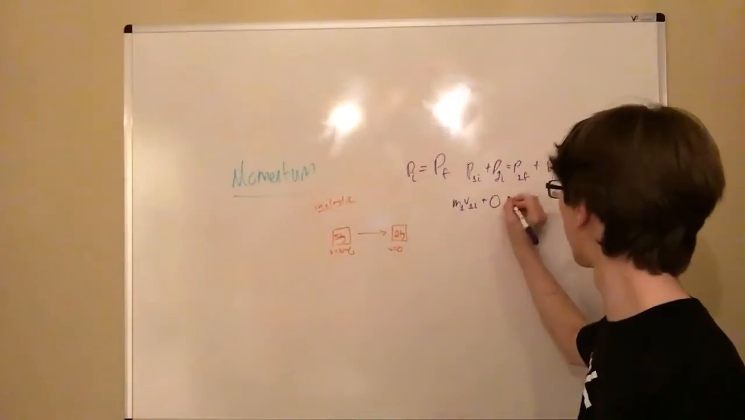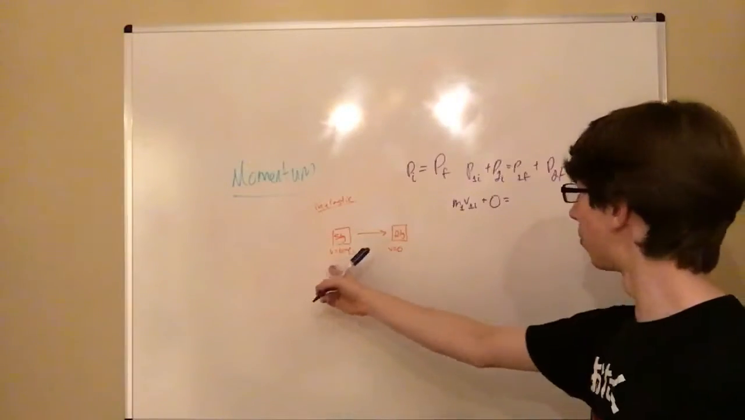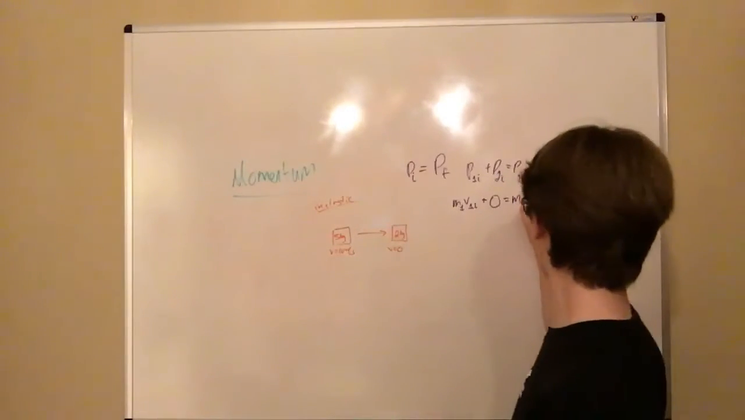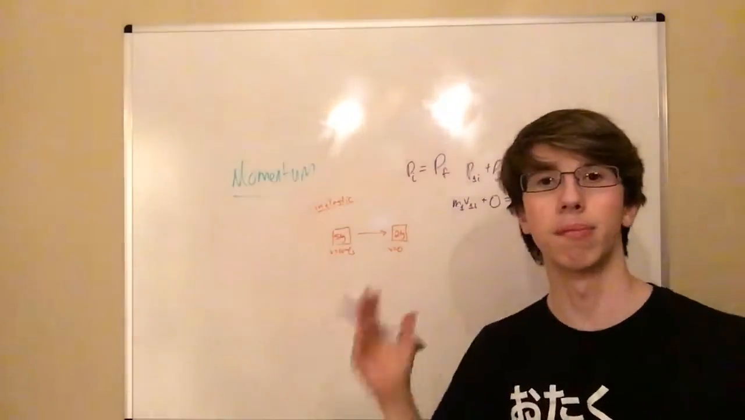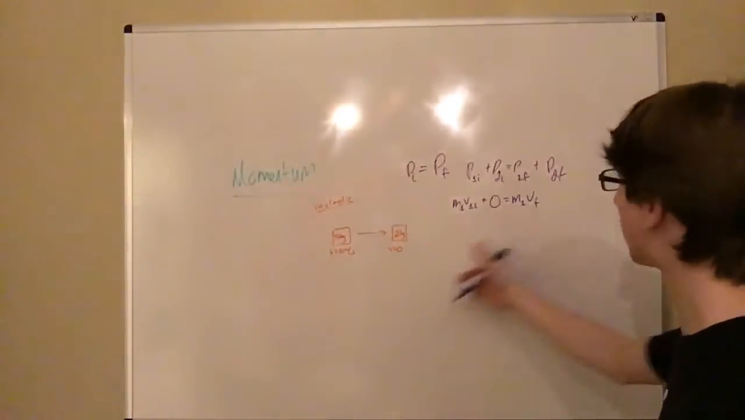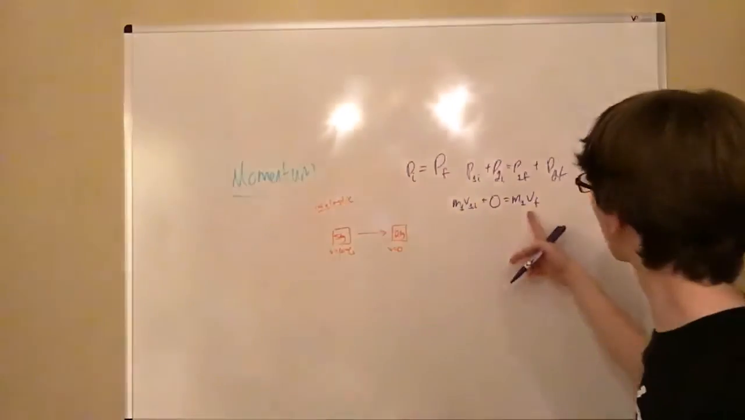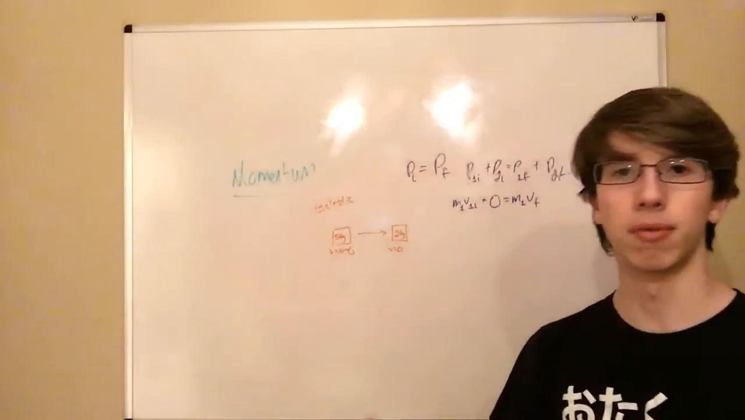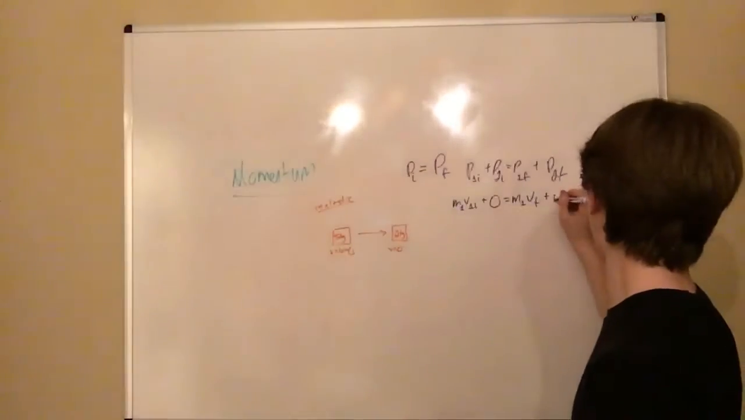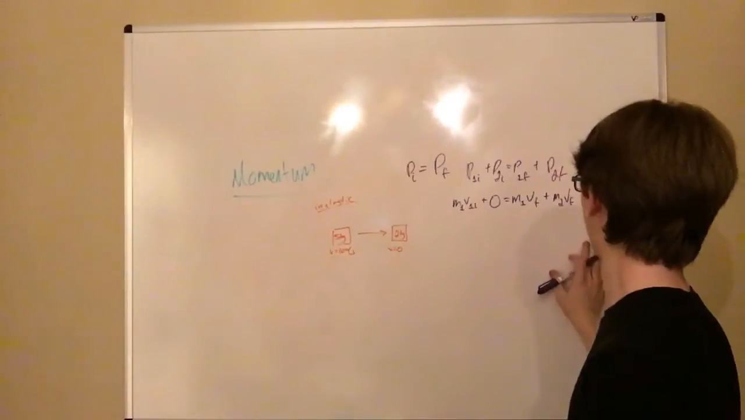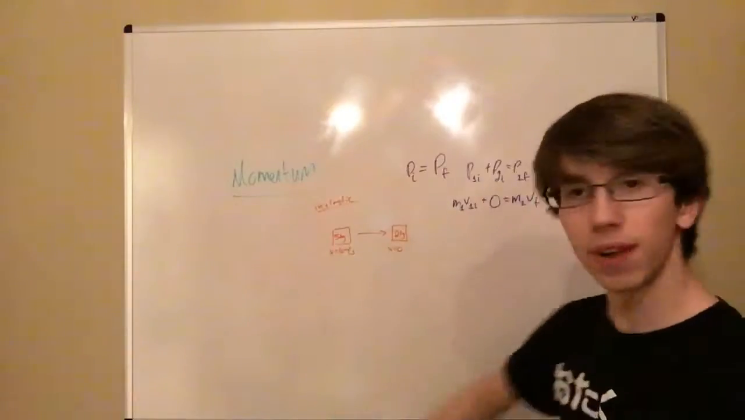So we have 0 is equal to mass 1 times velocity final, and because they combine to form one system, they have the same velocity. And so we're just going to say velocity final, because they combine to form one system and therefore only have one velocity, plus m2 v final. And we can take v final out here.